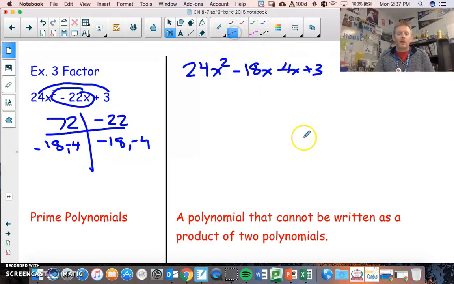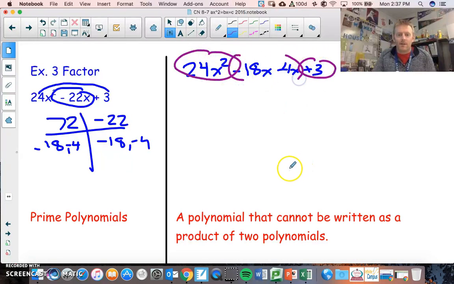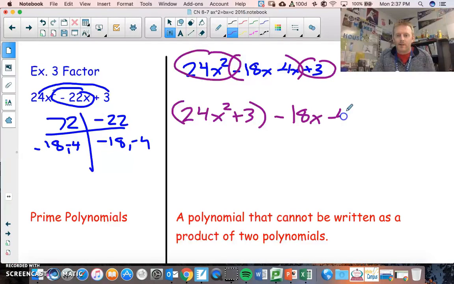So what we do is we're going to factor by grouping. These two go nicely together, and then these ones go nicely together for my eyes. So I'm going to write them again. I have 24x squared plus 3 is one of my groups. And I have a minus 18x and a minus 4x in my other group. All right, so we're going to factor things out. We're going to be left over after I take out my 3 here.